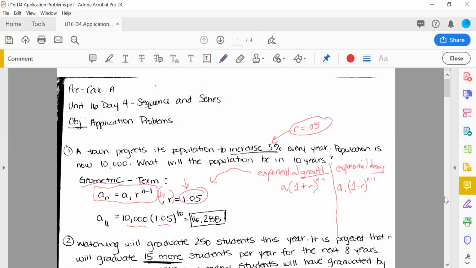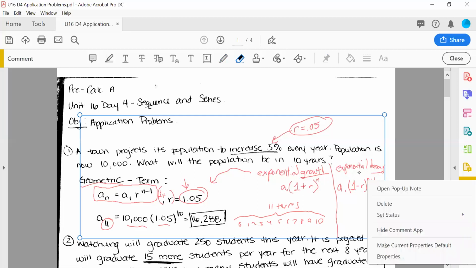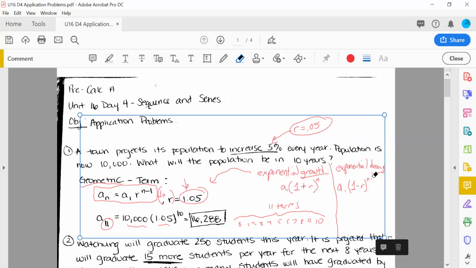And why did Mrs. Middleton write 11? Well, because if you count now as year 0, think about this. Year 0 is now, then 1, 2, 3, 4, 5, 6, 7, 8, 9, 10. Why did she say a sub 11? Because if you count all that up, that's 11 terms right there. Technically I even wrote the wrong thing. This should just be to the nth power. Oops, sorry, I don't know what I just did right there. There we go.